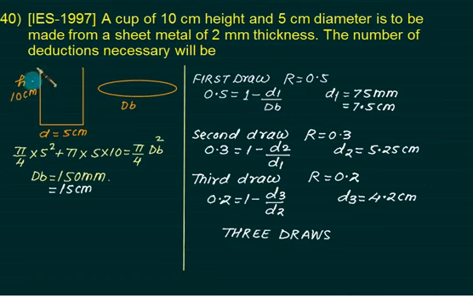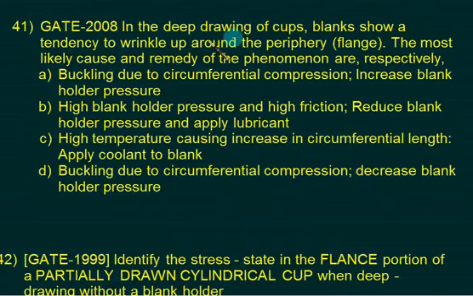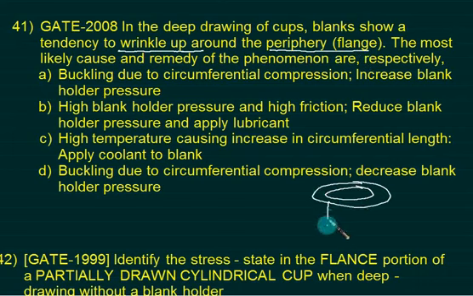Why is this so? Because the cup height is too large. In deep drawing of cups, blanks show a tendency to wrinkle round the periphery, that is the flange. So this one is a flange and this one is a cup. There is a formation of wrinkles over here. Is this wrinkle formation due to low pressure, or due to compression from this side? That is called buckling load.